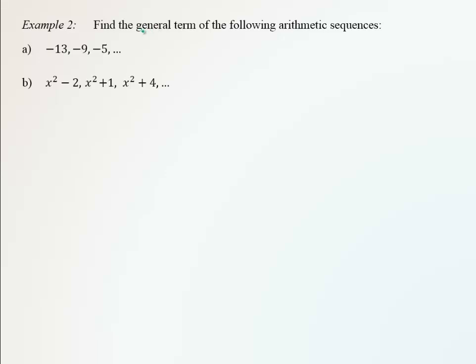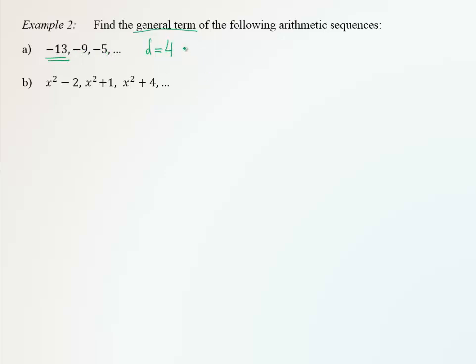In the next example, we want to find the general term of the arithmetic sequence. Well, in order to find the general term, we need to know the first term, and yes, we do. And we also need to know the common difference d. So, what's the common difference? Well, negative 9 minus negative 13 is like negative 9 plus 13, so it's 4. We're adding 4 all the time. The common difference is 4.